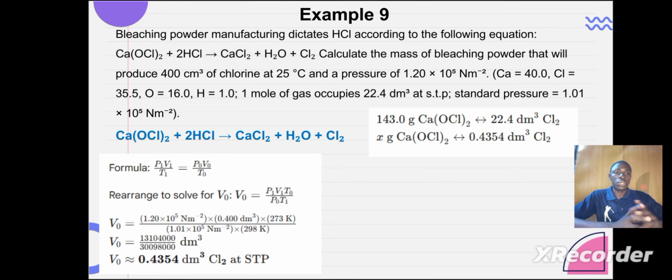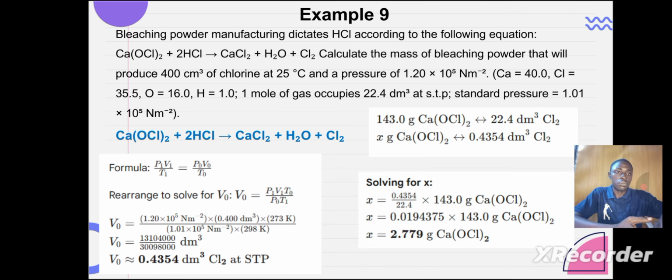Okay, so from what I've said before, we said that 143 gram of bleaching powder gives you 22.4 dm cube from the question. And then what mass of the bleaching powder will give you 0.4354 dm cube? So from here now it's easy because you've written an equivalent statement. All you need to do is to say x over 143 is equal to 0.4354 over 22.4. Then cross multiply and divide. You get that the mass of the bleaching powder will be 2.779 gram.